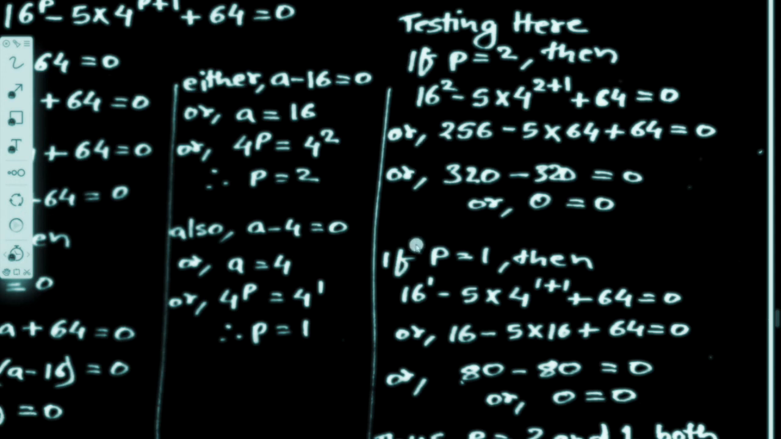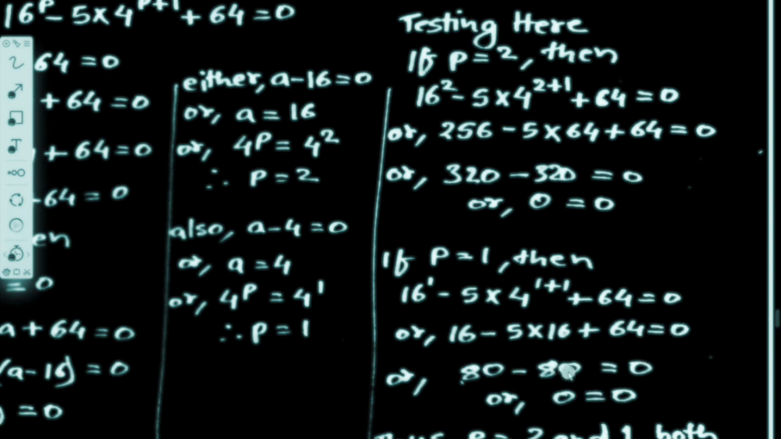Now see the next answer. If p equals 1, then 16 power 1 minus 5 into 4 power 1 plus 1, plus 64 equals 0. 16 power 1 means 16, and 5 into 4 power 2 means 5 into 16. So 16 plus 64 is 80, and 5 into 16 is also 80. So 80 minus 80 equals 0.